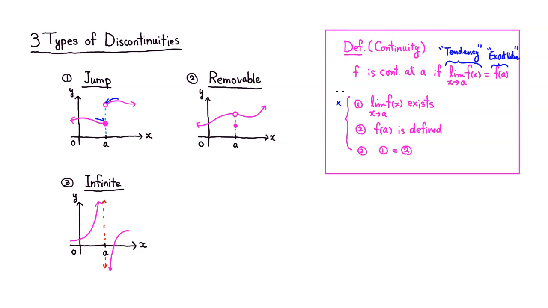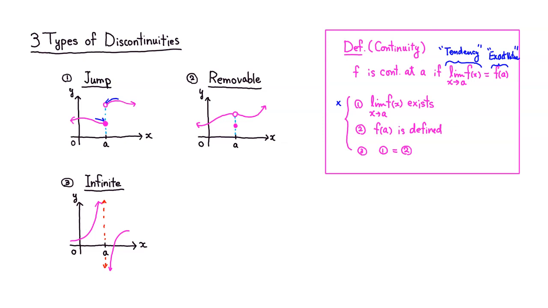The reason it is called removable is that you can actually fix the discontinuity by moving just one point. If you have a nice, continuous picture, but all of a sudden there's a hole there, and the point is kind of out of place, this type of discontinuity is called removable, because we can simply scratch this and put a point back in, and then it's back to a continuous function. So that's why this is called removable.